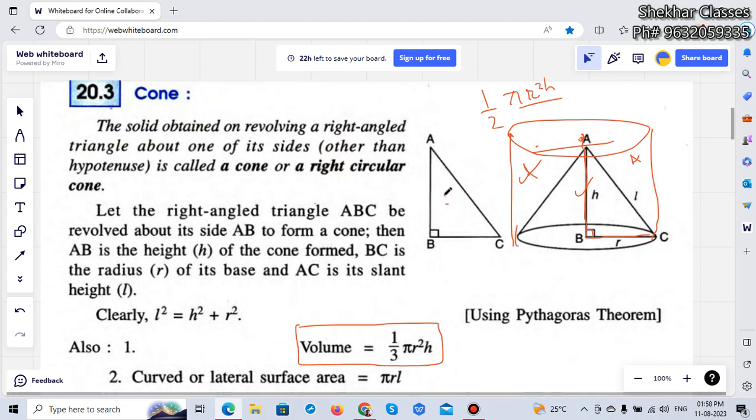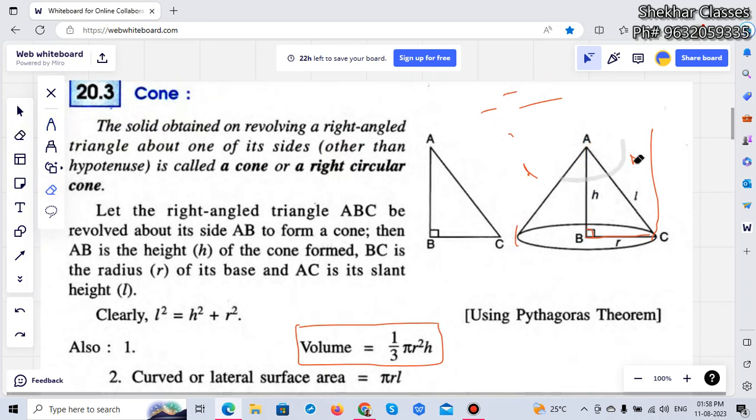Now comes the surface area. Now see what surface area it has. It has got two kinds of surface area. One is a curved part, you can see this is a curved part, and another is a flat part below that. So the curved part surface area can be found with a formula, and the flat part is easy, that is pi r square.